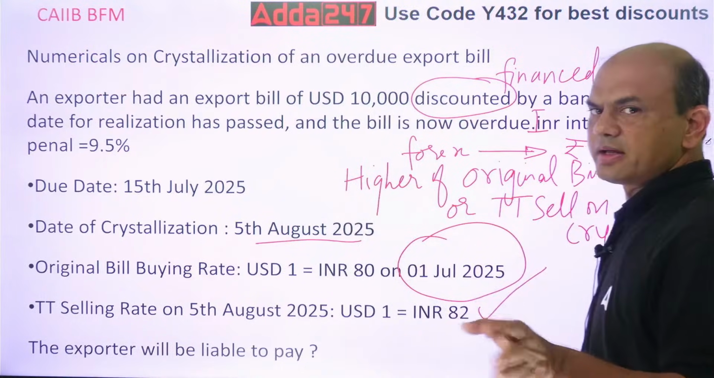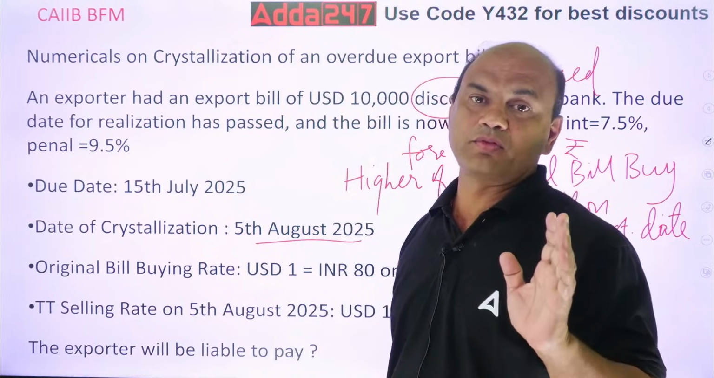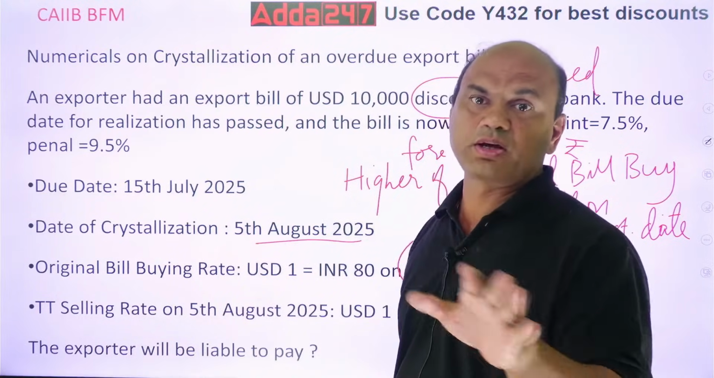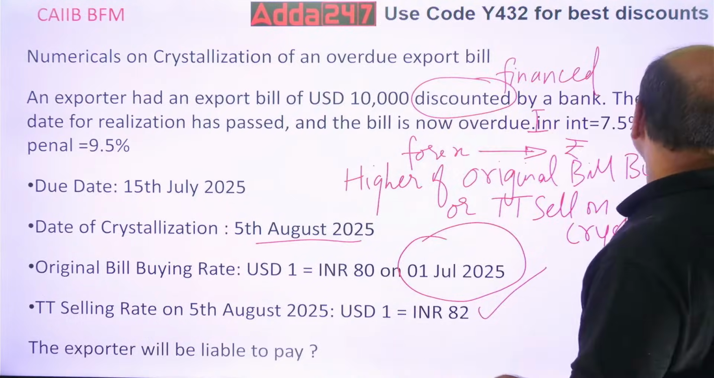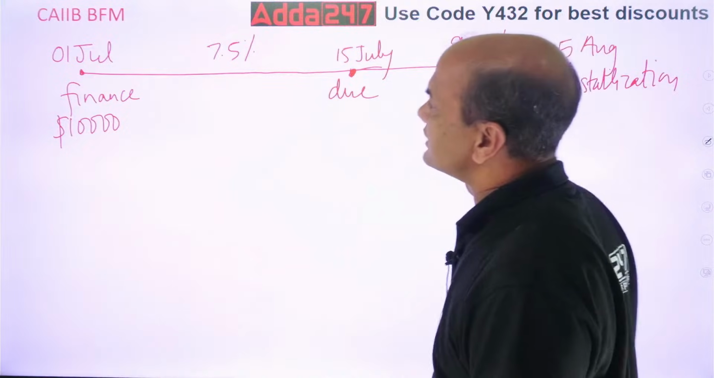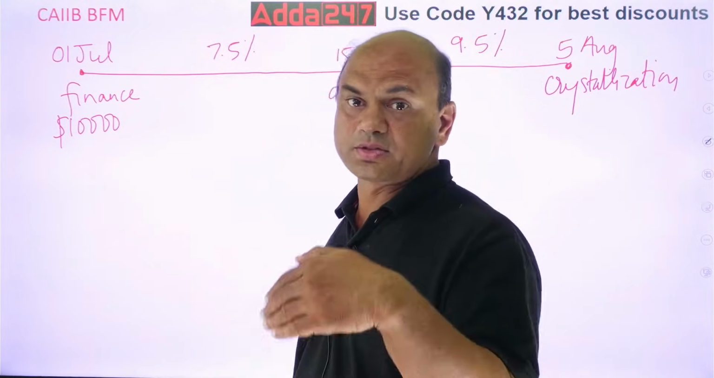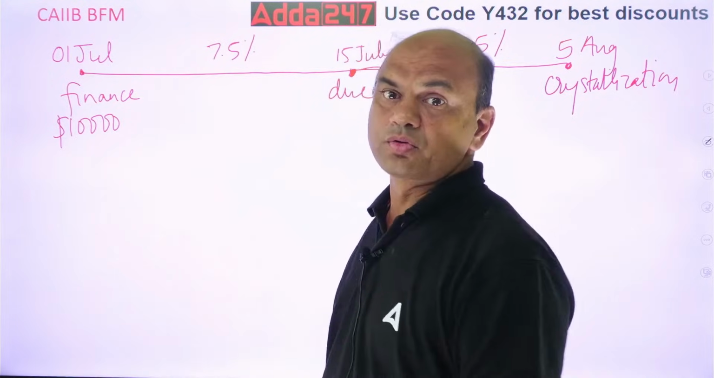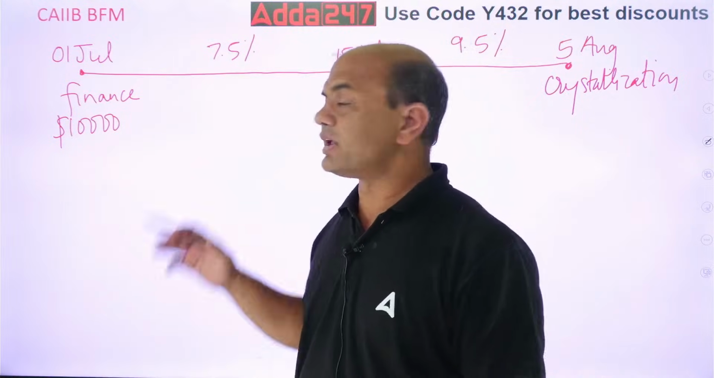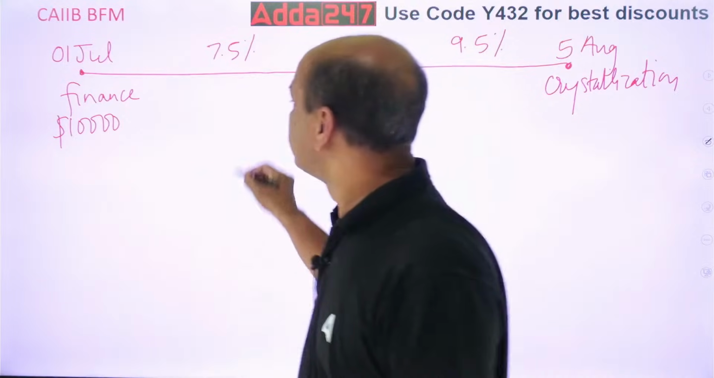Got it? Clear? This should be very clear in your mind: where do you charge regular and where do you charge penal. Now calculate the number of days. 1st July to 15th July, 15th July end, due date, full date. So the number of days is 15 days.